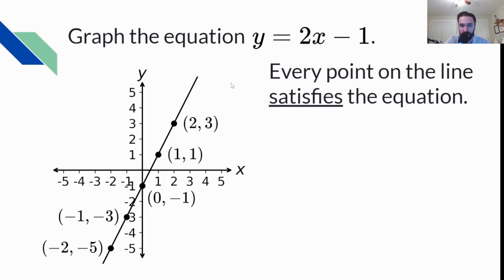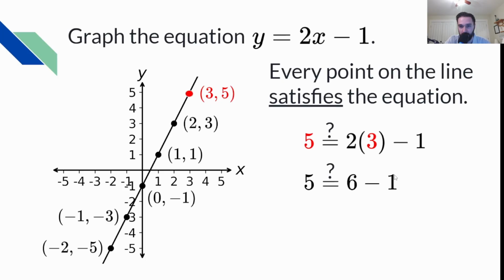Let's try that with an arbitrary point. Let's take this red point here, 3 comma 5, and plug in the values into the equation, and then we'll see if we get something true. So we'll plug in 3 for x and 5 for y. So the question is, does 5 equal 2 times 3 minus 1? The answer is yes, because on the right hand side we just have 6 minus 1, and 6 minus 1 is 5. So we get a true equation, 5 equals 5.